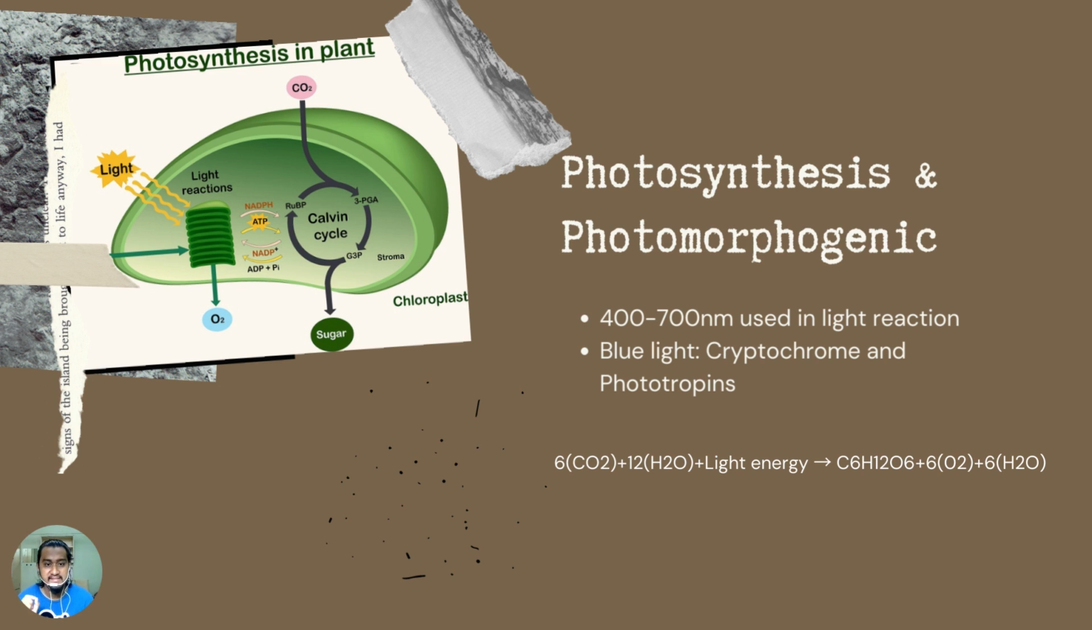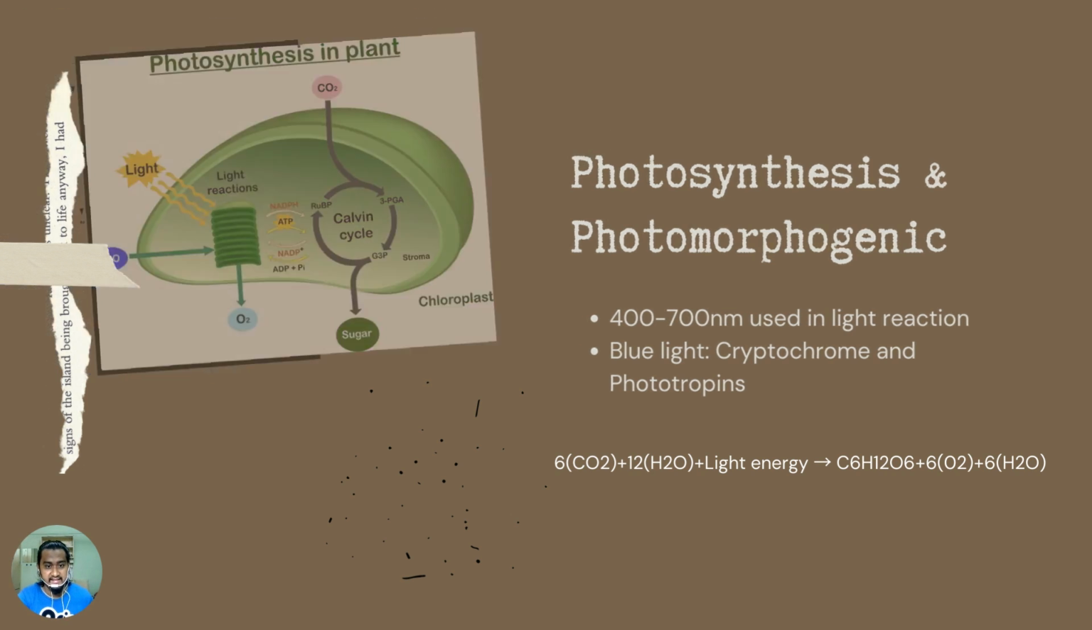Cryptochromes and phototropins are sensitive to blue light because they are involved in several plant activities, including phototropism, photomorphogenesis, stomata opening, and leaf photosynthetic activity. Meanwhile, phytochromes are red light sensitive, which is used in photomorphogenic activity.